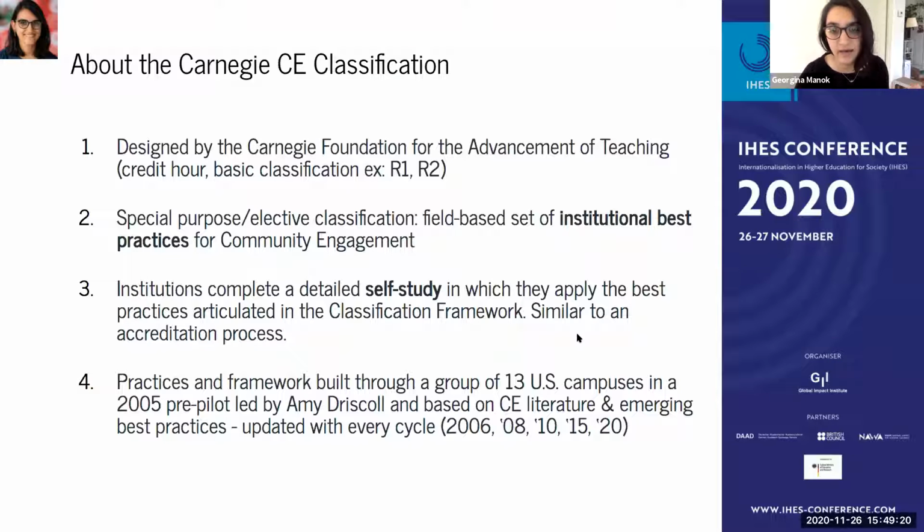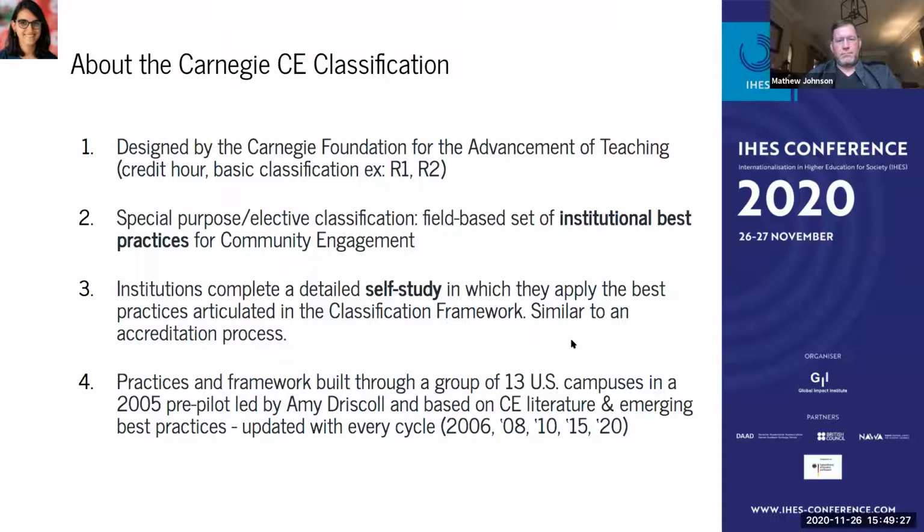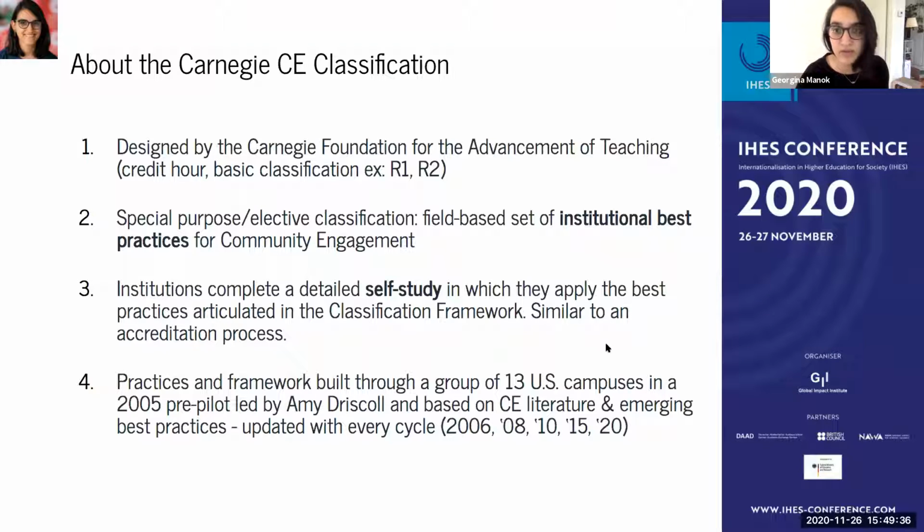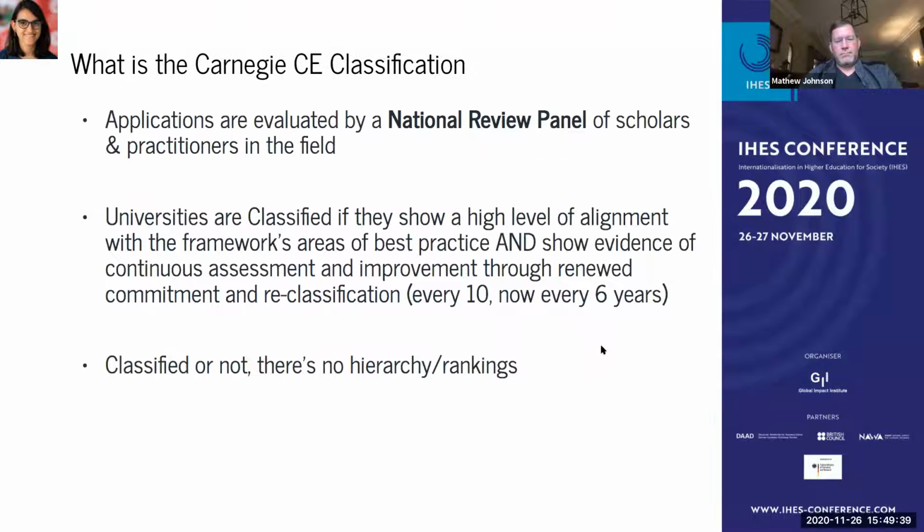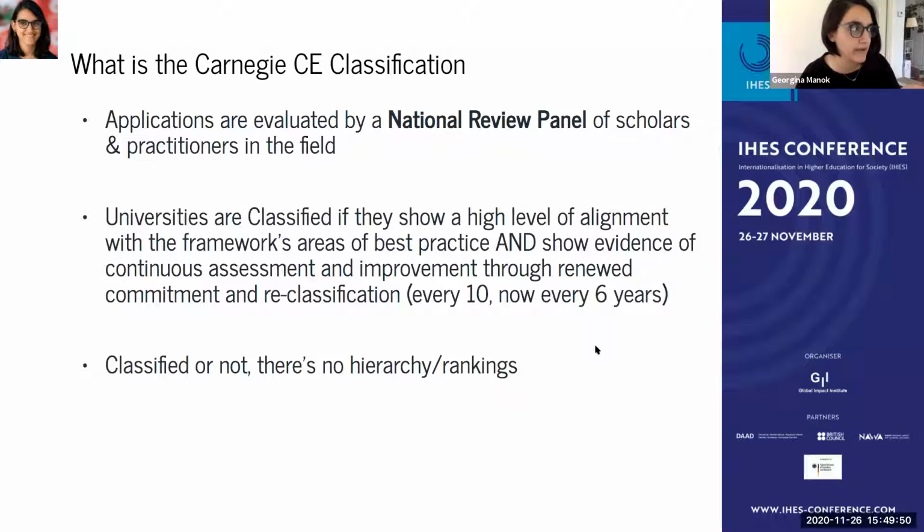We have since had classification cycles in 2006, 8, 10, 15, and most recently in 2020. And with every cycle, the application itself gets improved, gets additional questions that are newly relevant or things that we're missing and things that cover emerging trends in our field. Then after a campus submits an application, this is reviewed by a national review panel of scholars and practitioners in the field, and you're classified if you show a high level of alignment within the framework's areas of best practice.